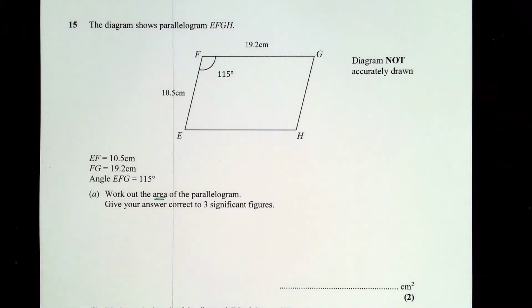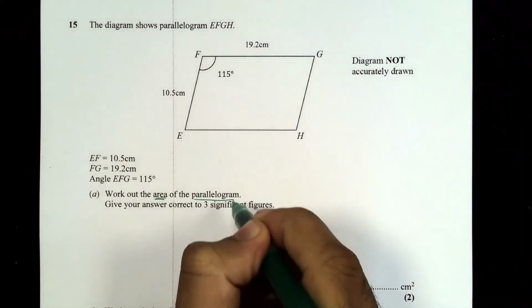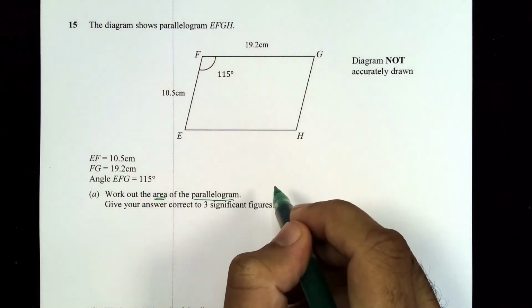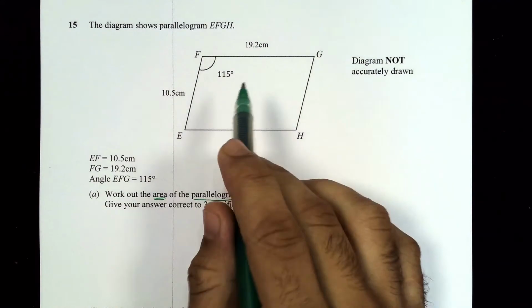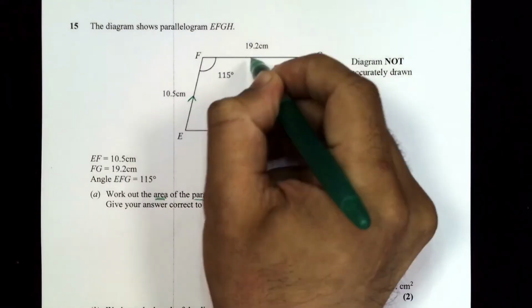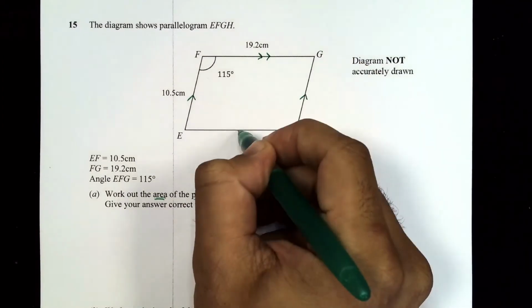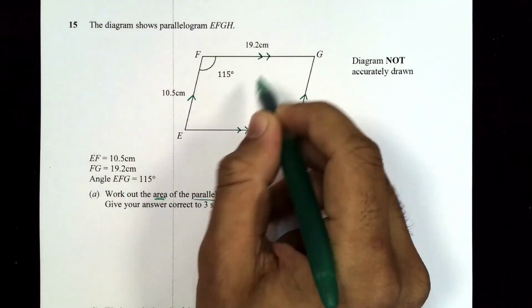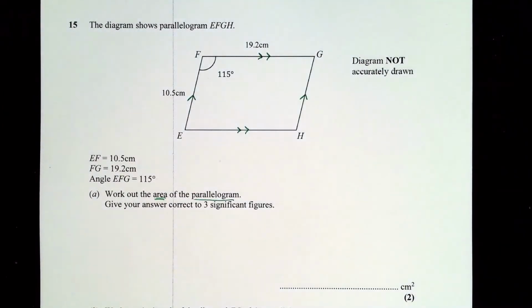Now, for those of you that don't know, a parallelogram is effectively a rectangle that has been pushed on its side. So as you can see here, this rectangle has been pushed over. And whilst it isn't relevant for this question, it's worth noting that these two opposite sides are parallel to each other, hence the word parallelogram.